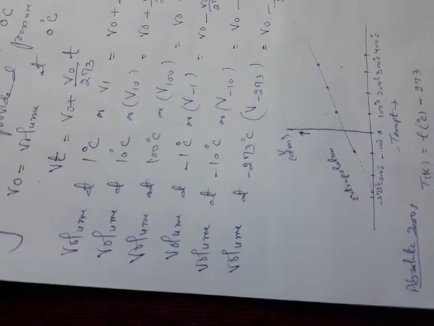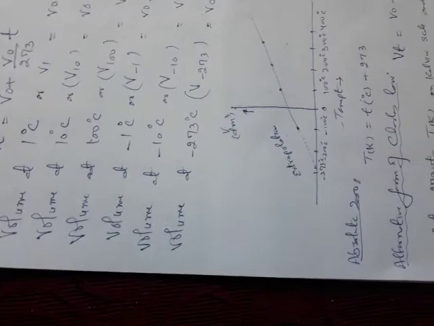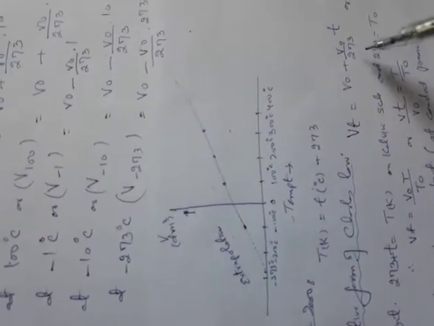Now the alternate form of Charles law, I have shown it here. It is Vt equal to V0 plus V0 over 273 times T, where Vt is the volume at T degree centigrade and V0 is the volume at 0 degree centigrade, or we can say V0 into 273 plus T over 273.